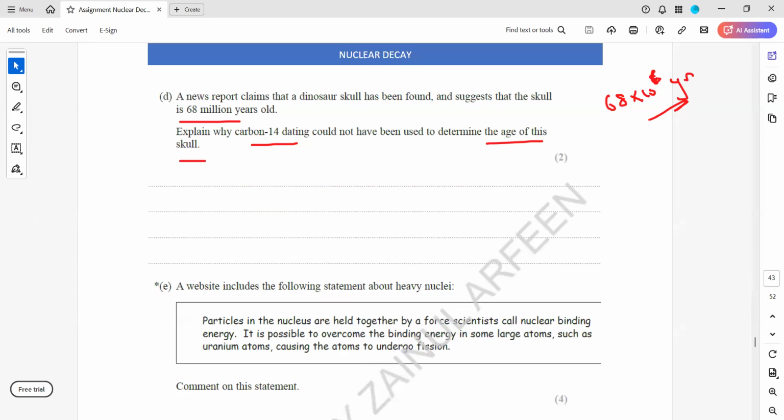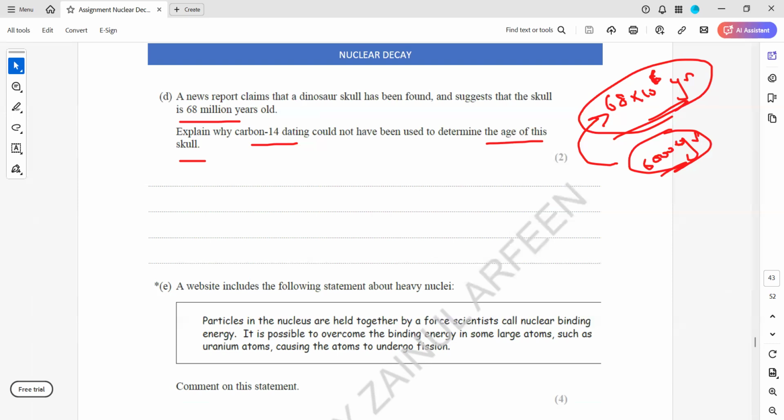First thing, if you compare, the half-life of carbon-14 is about 6,000 years. After every 6,000 years, the carbon will break down, changing to half of its original value. So the age of the skull is very long compared to the carbon half-life. So as a result, what will happen? After every 6,000 years, the amount of carbon-14 will become half of its original value. So as a result, the activity will fall to a very low value.